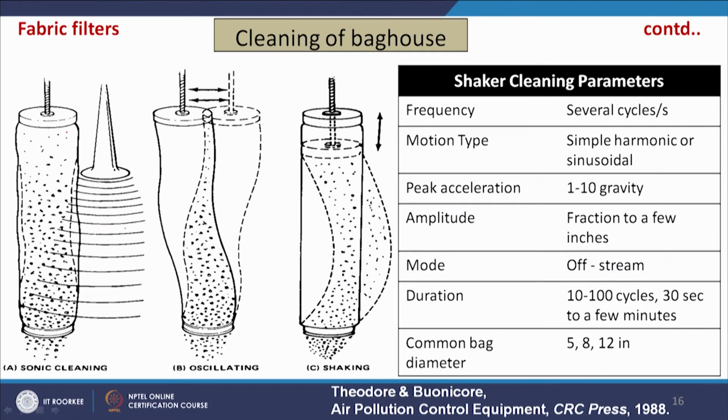Now here you see we have a bag. Particles are attached to its outer surface. If we create some disturbance, using ultrasonic or sonication, then the deposited particles will fall. So, that is one way. Another way, we can make some arrangement for oscillations, like this type of oscillation. If we make some oscillation, the cloth will be disturbed and the particles deposited on it will settle.